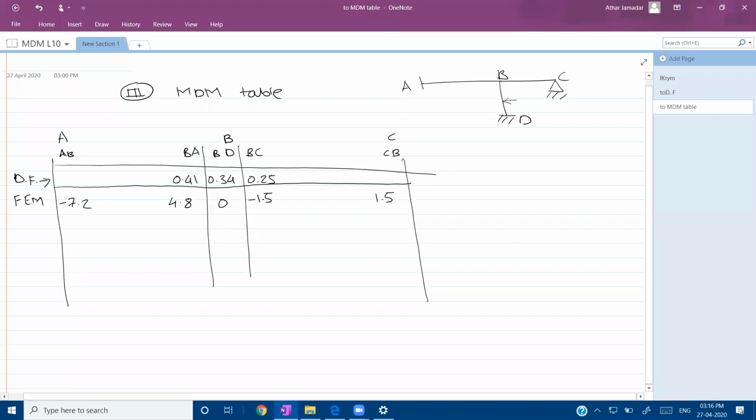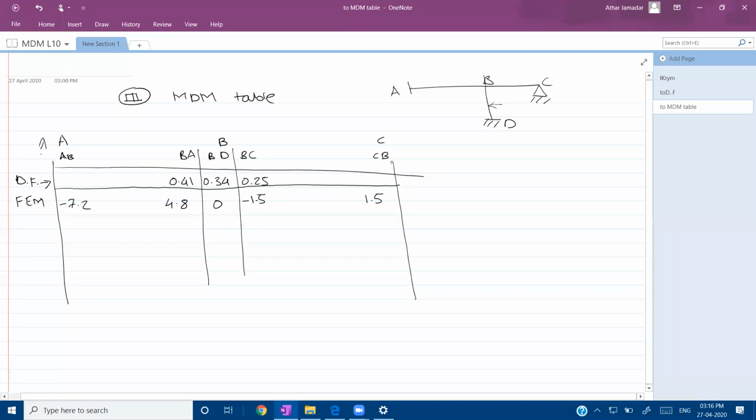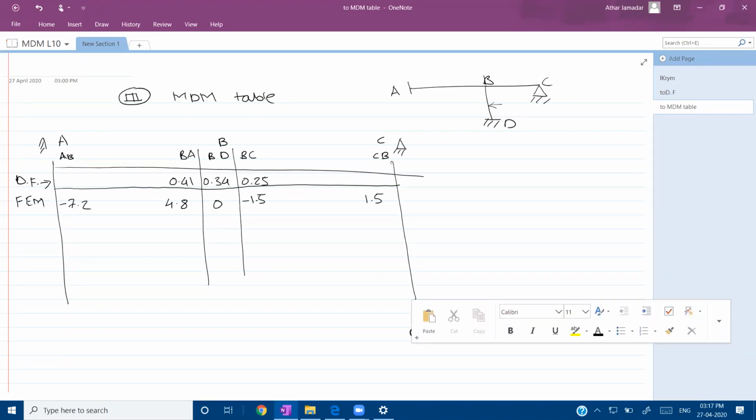But whenever on column BD there is any load acting, at that time we have to compensate that value of MFDB also. Where to compensate that, I will explain very shortly. Here you know that support A is fixed, support C is hinged. That means the end support is hinged, therefore we have to apply end correction. That means at support C we have to apply end correction.